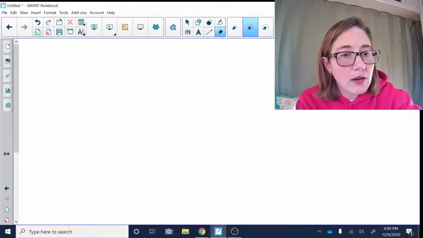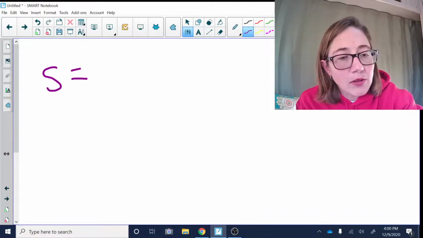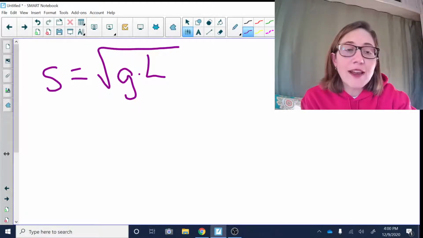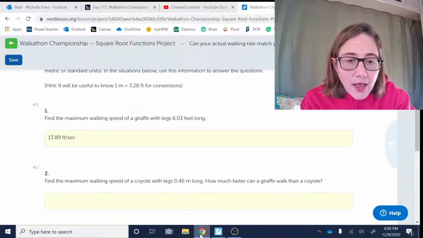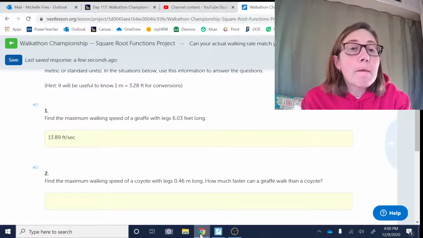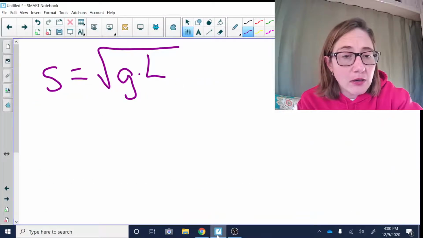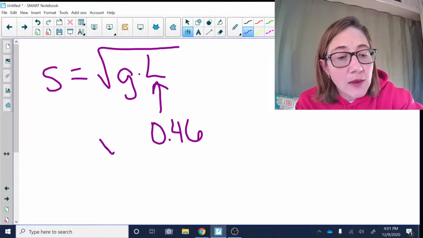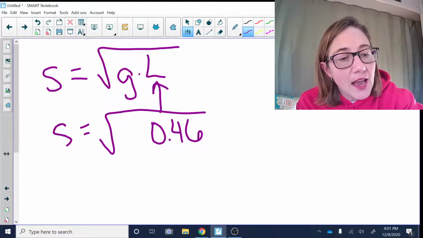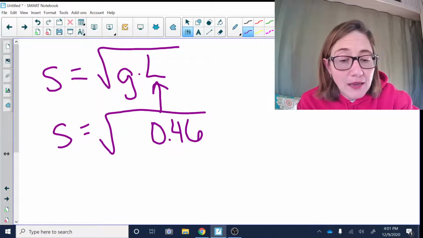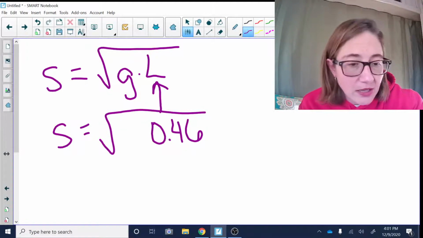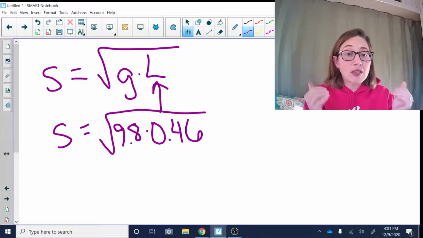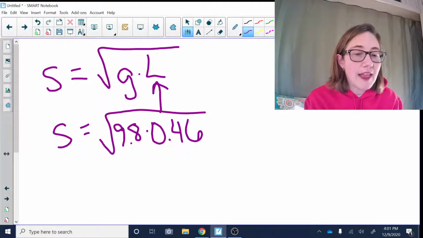Here, let me get a new slide here. So S equals the square root of G times L. So we'll use that equation again. We're trying to find the speed of this animal. Its leg length was 0.46 meters. Okay, so if that's in meters, I'm going to put the 0.46 right here in meters. And what that means for my G number is I want to use the 9.8 meters per second squared as my gravity, because I am in the metric system, so I need to stay in the metric system. So you just need the systems to match, okay?